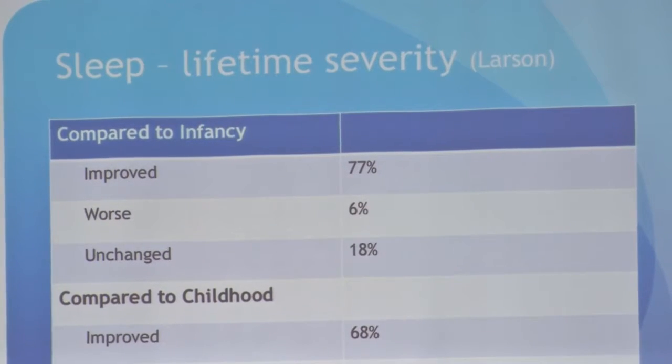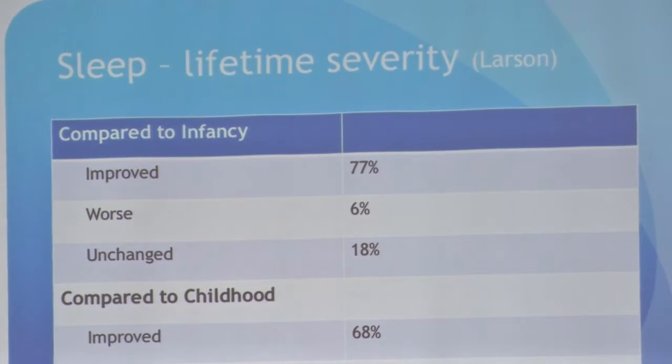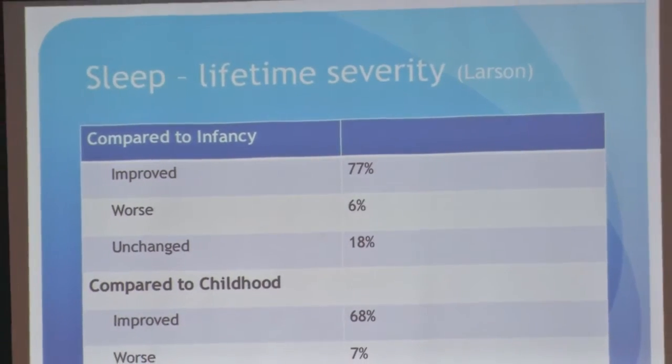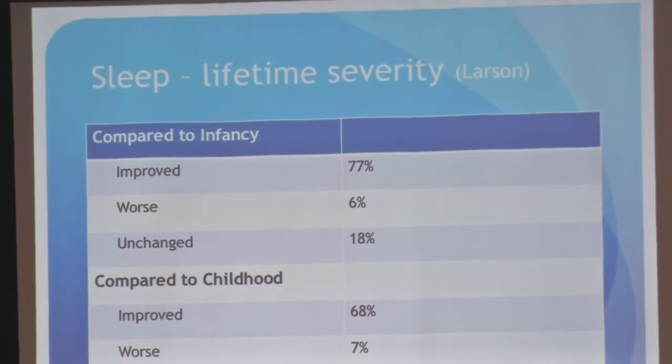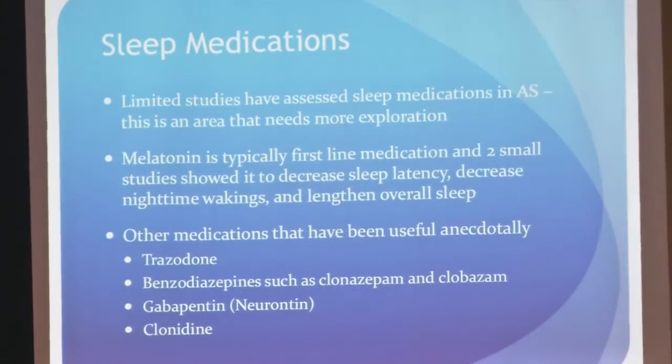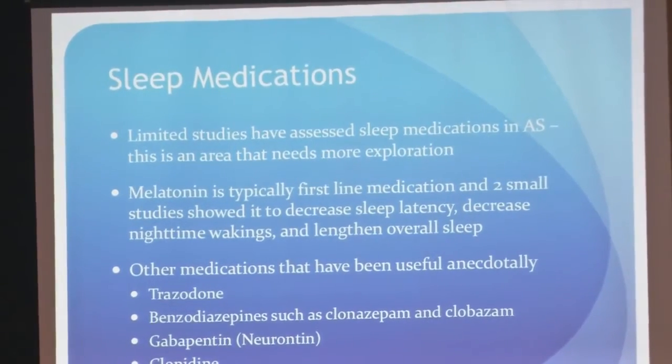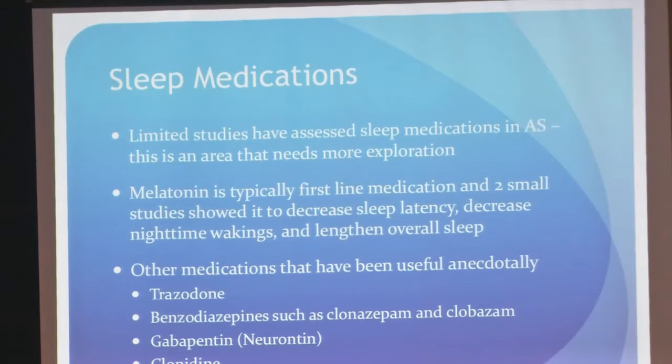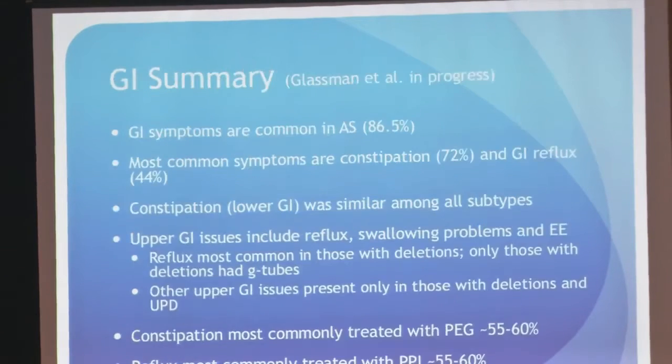Over the lifetime, sleep can be bad all the time, but compared to infancy and childhood, it's better. Most people sleep better as adults, even though they don't sleep great. For medicines, there's not really much known. There have been a couple of papers on melatonin, and anecdotally trazodone, benzodiazepines, gabapentin or Neurontin, and clonidine. Those are some of the ones that are pretty safe and easy. I'll go a little faster.